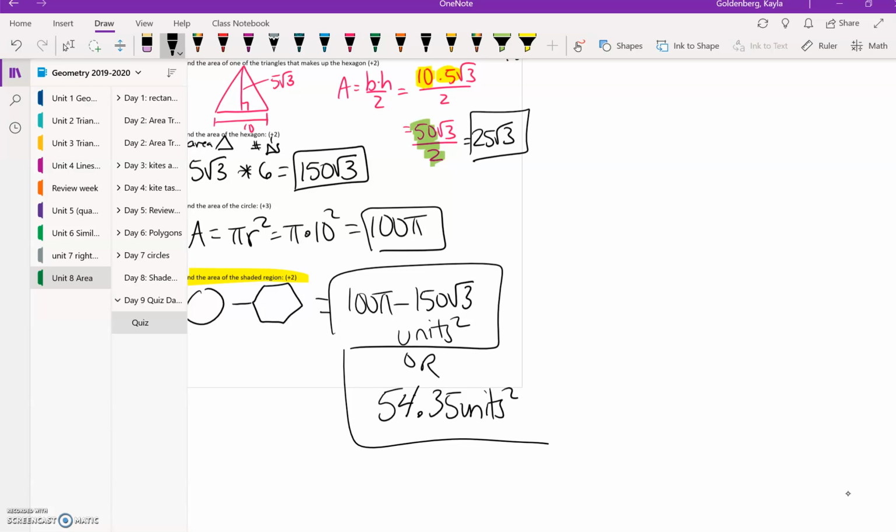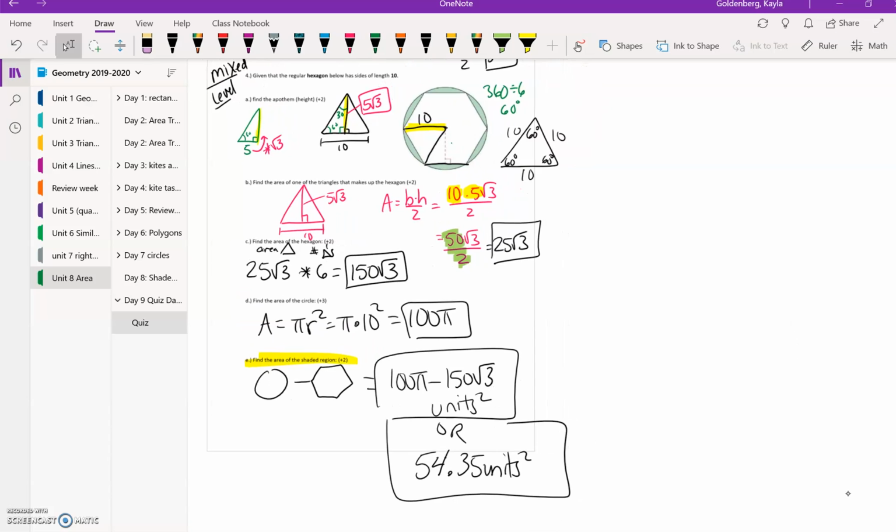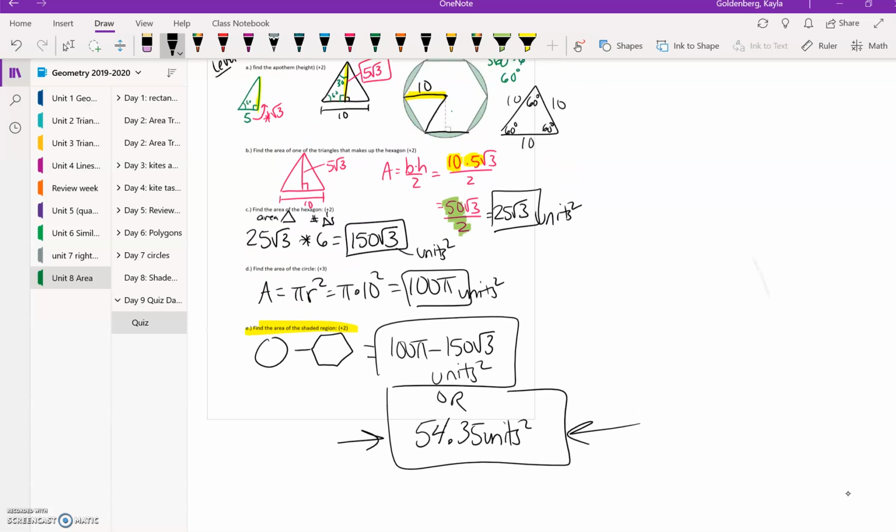Now notice I didn't really have to do units squared throughout the work as much. I just kind of did it at the final answer. If I wanted to be a little bit more precise for each of my areas, I probably should have put units squared. But I was thinking of it more like our final answer was down here, so I waited until I got to the very end of it. Okay, so that is the quiz.